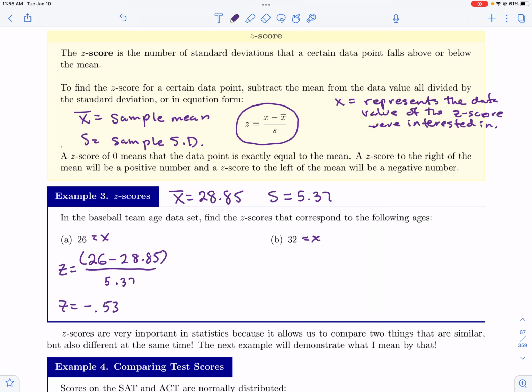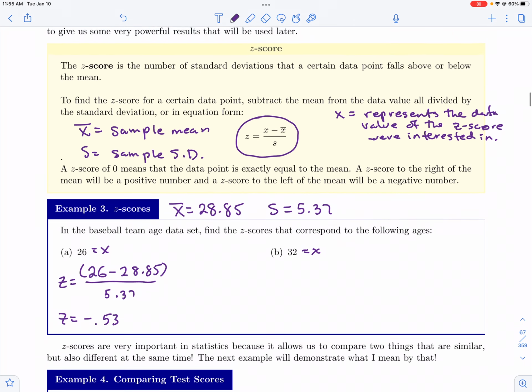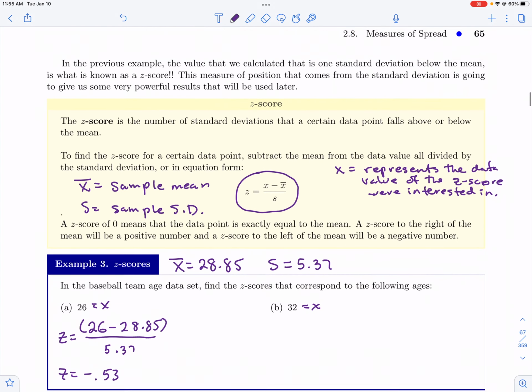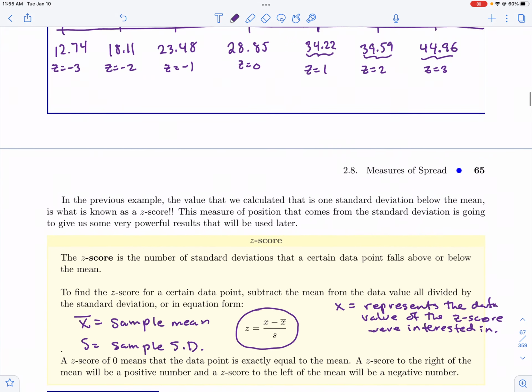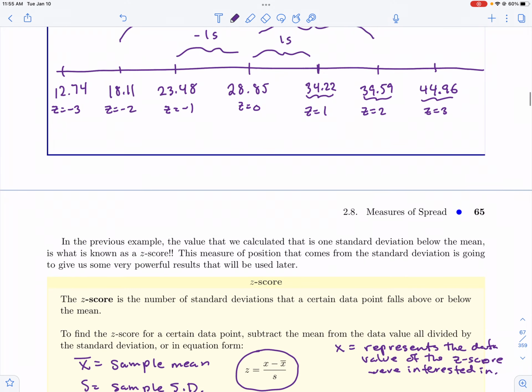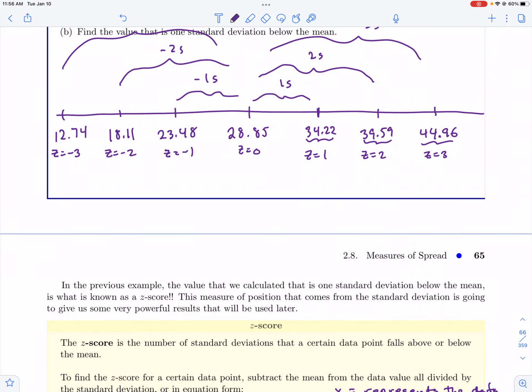for my z-score. And so since I've got that little number line up above that we drew, let's go up and see on our number line, does that negative 0.53 make sense? Again, the score that we're interested in is the age 26, and negative 0.53 seems pretty reasonable for this guy because it's definitely less than 0, but it's bigger than our -1, so that z-score looks to check out pretty well.